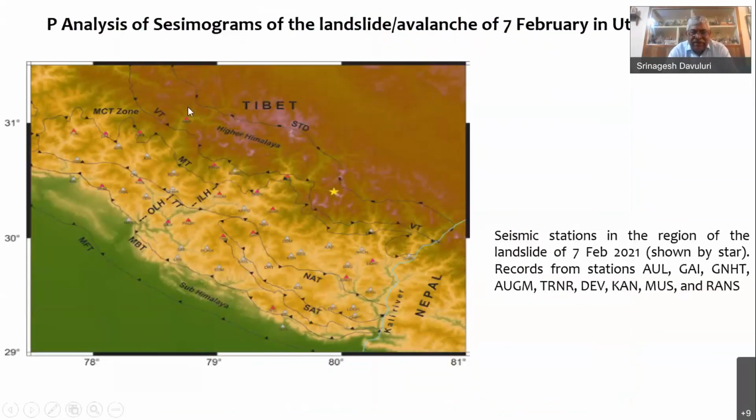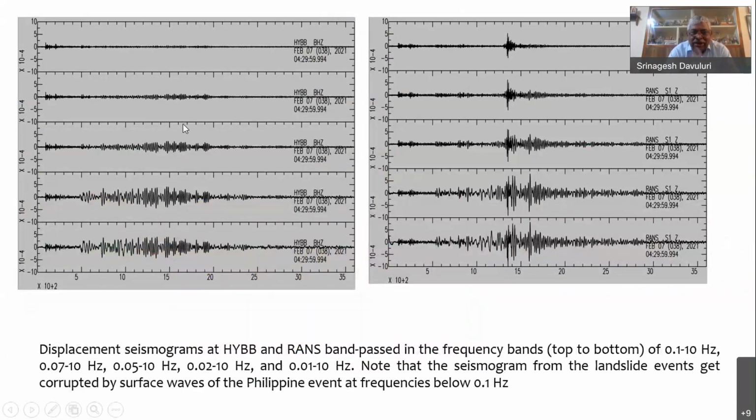These are the 76 stations which we are operating, and this is exactly where the 7th February avalanche or landslide happened. And when you look at the seismograms at the different stations within the network in Uttarakhand, you can see very clearly that the event is recorded. But the biggest challenge here was to isolate the signal of an earthquake from the Philippines, which started some time before.